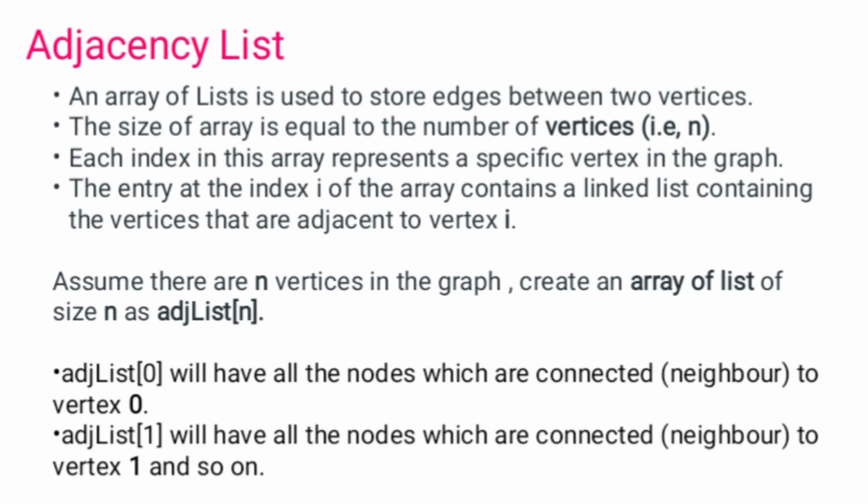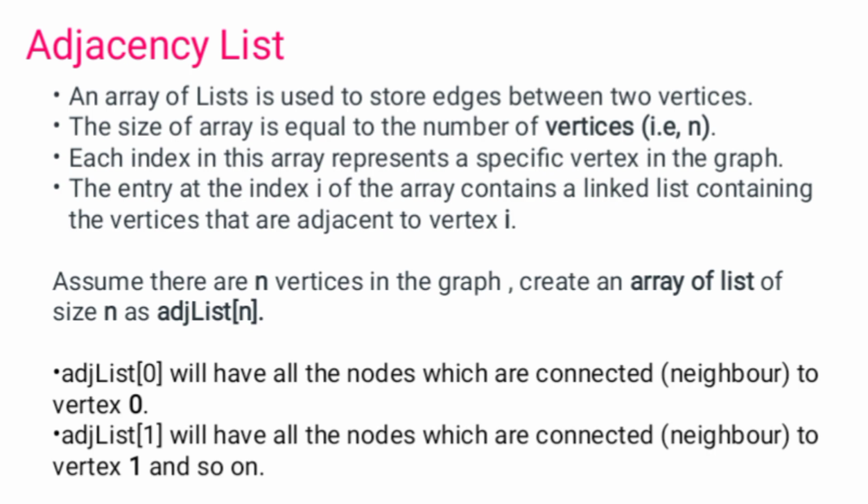Let's see adjacency list. An array of list is used to store edges between two vertices. The size of array is equal to the number of vertices, that is n. Each index in this array represents a specific vertex in the graph. So, the entry at the index i of the array contains a linked list containing the vertices that are adjacent to vertex i. Let's assume there are n vertices in the graph. So, create an array of list of size n as adjacency list of n.